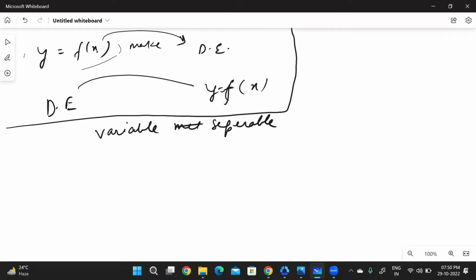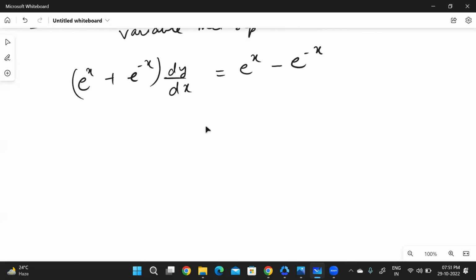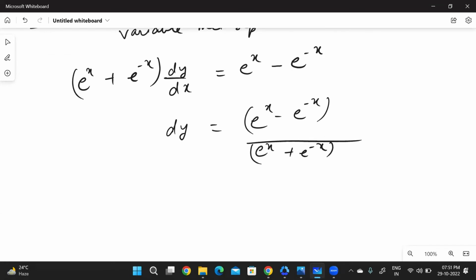So let's take an example and do this. Let's say we have (e^x + e^(-x)) dy/dx = e^x - e^(-x). So we have a differential equation like this. Clearly we can see there are no y terms here, so we can take x to one side and keep dy over here. So we can write dy as (e^x - e^(-x)) divided by (e^x + e^(-x)) dx, right? This comes out in the denominator, and dx just comes.